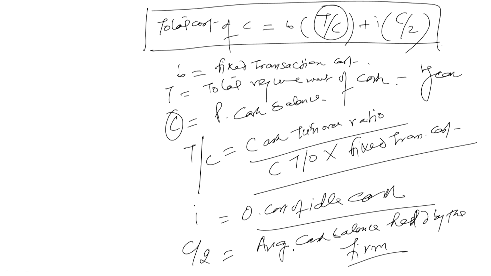B is the fixed transaction cost: when you convert cash into marketable securities and marketable securities into cash, you have to pay the fixed transaction cost, which I discussed in the previous class. That is fixed all the time, say 100 rupees, 200 rupees, 500 rupees, the commission of the broker and the cost of the people working in the cash department. Then T is the total requirement of cash over a period of time, and we assume here a period of 1 year. C is the periodical requirement, so we keep cash equal to 1 month's requirement, for example, or 1 week's requirement. So this is the C.